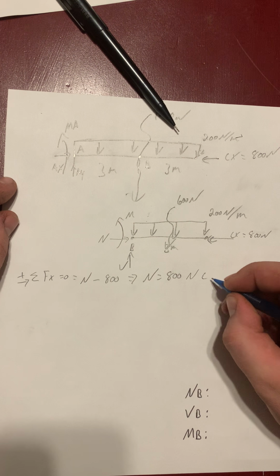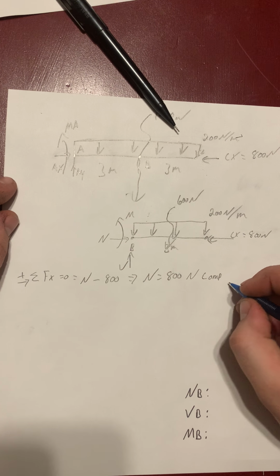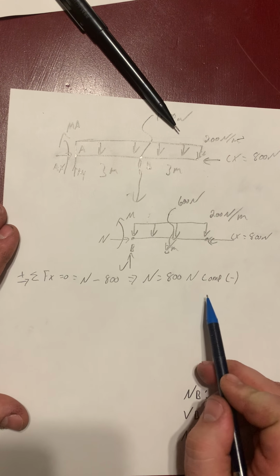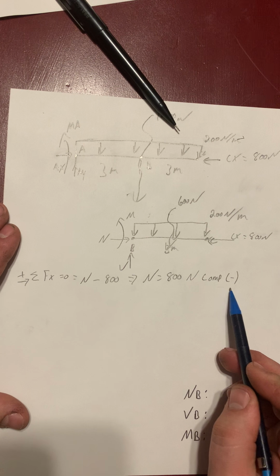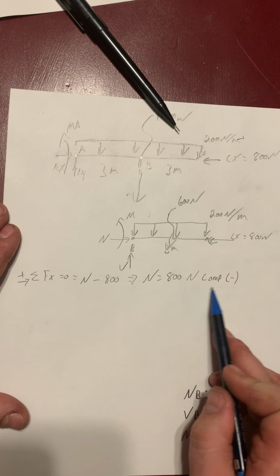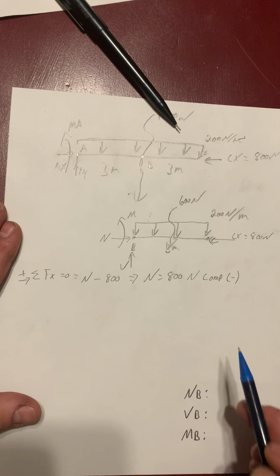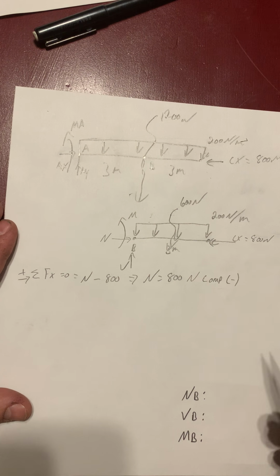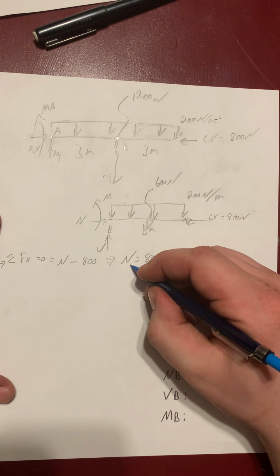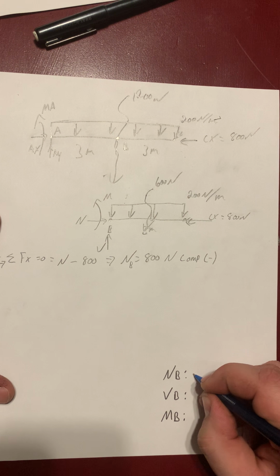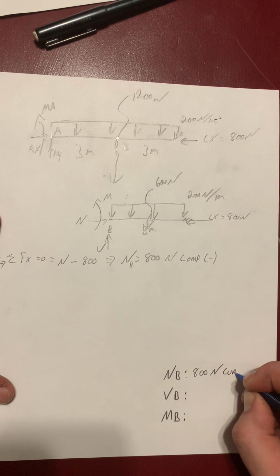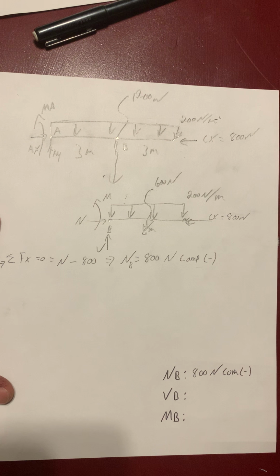So that is newtons in compression, right? And we said that compression is negative, and we give sign convention right here, right? We never throw a negative out front. We put it with our understanding of what's going on. Sign convention is tough, okay? This class especially, okay? So NB, right, is what we just found, is equal to 800 newtons in compression, which is negative.